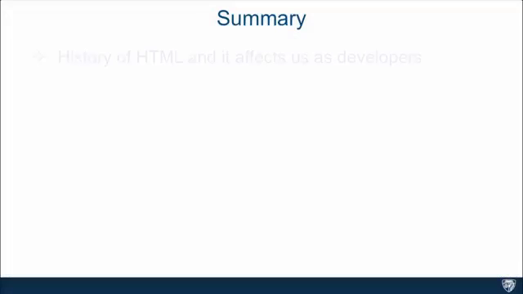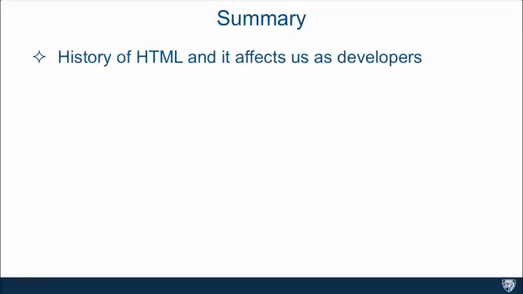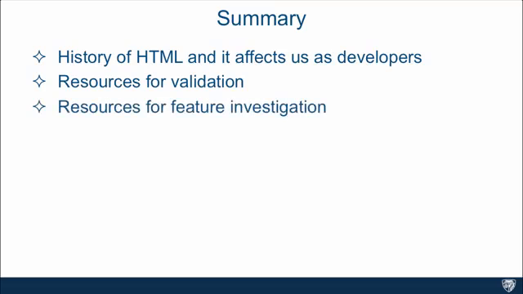So to summarize, we went over the somewhat relevant, hopefully, history of HTML and saw how it affects us as developers even today. I gave you some resources for validation of HTML, which gives you a little bit more of a comfort factor that your HTML will work in browsers properly. I gave you some resources for feature investigation, like the website caniuse.com, which lets you know whether or not a particular feature is implemented in a particular version of a browser. And we also went over where you could look up browser statistics so you could make an informed decision of what browsers you should even target for your web application to begin with.